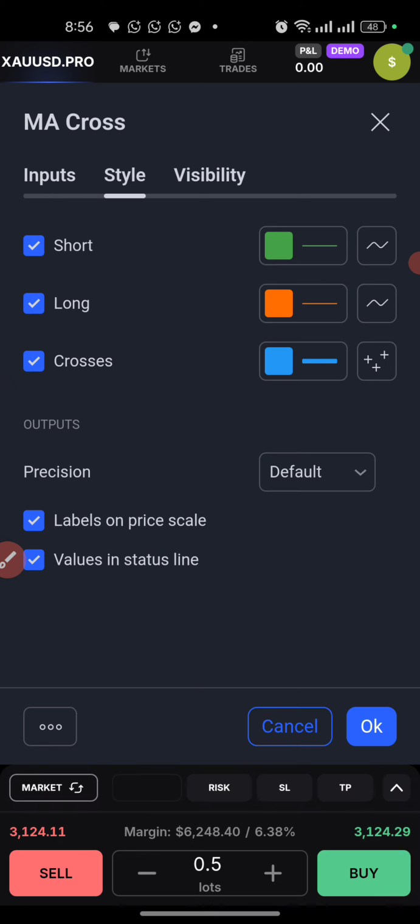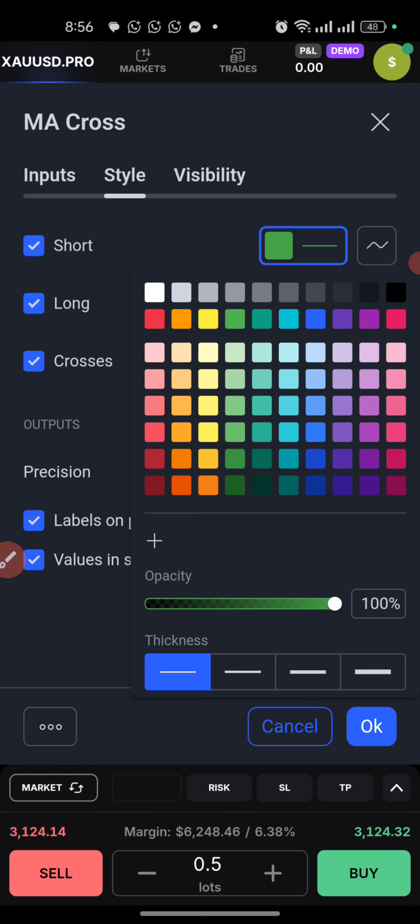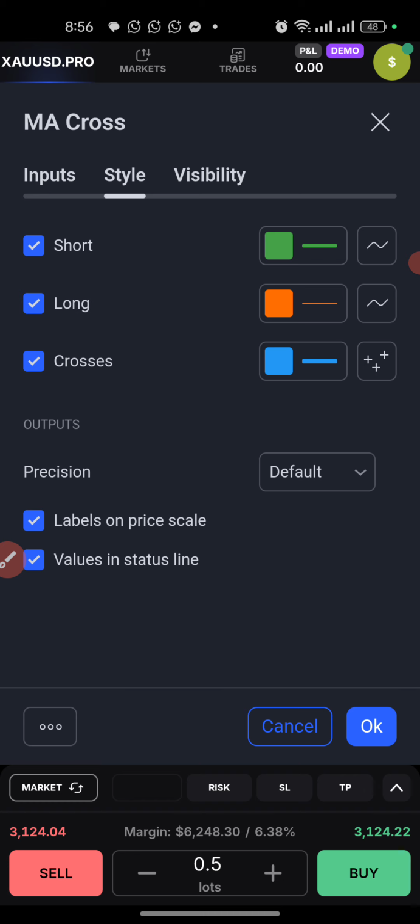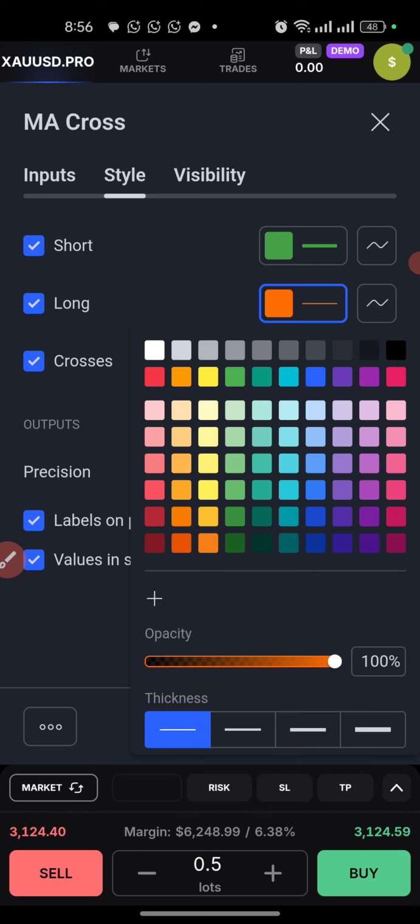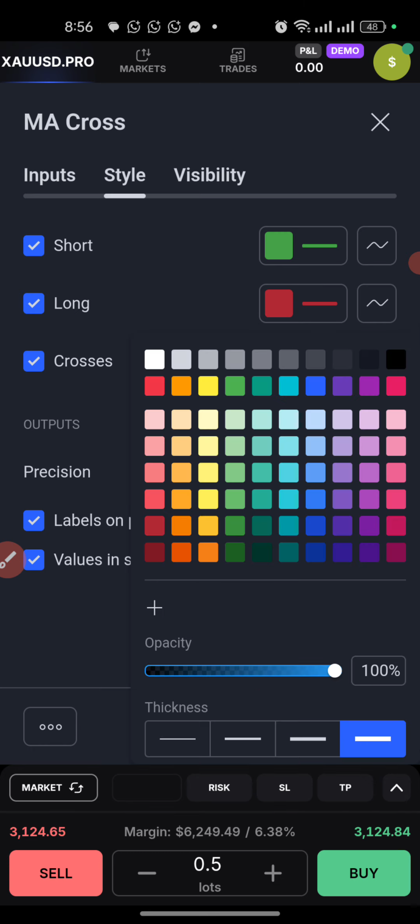Under style, I'll maintain color green for my 5 EMA, but I will use the third thickness because I want it to be pronounced on my chart. Then I'm going to come for the long one, which is my 25 EMA. I use red. So for me, green is buy, red is sell. I'm using the third thickness as well. Now, the reason why I use this MA cross is because, and then for my cross, I want white.